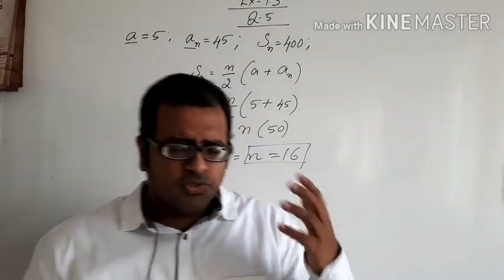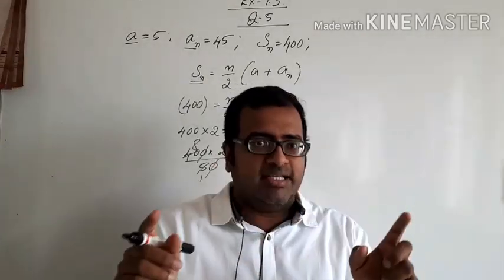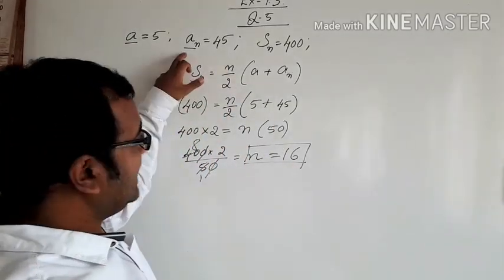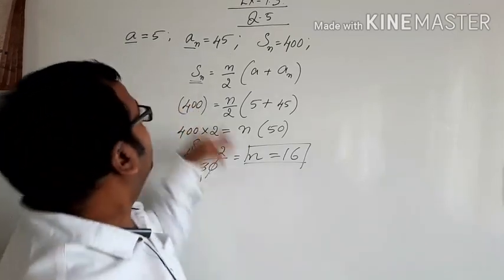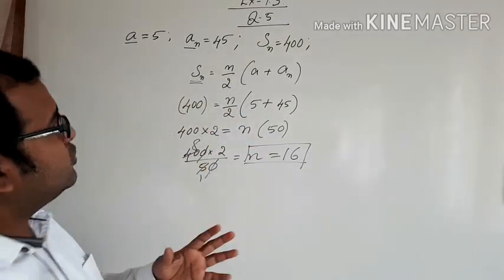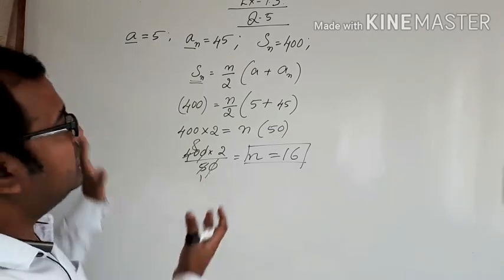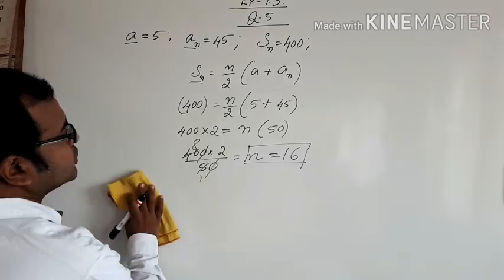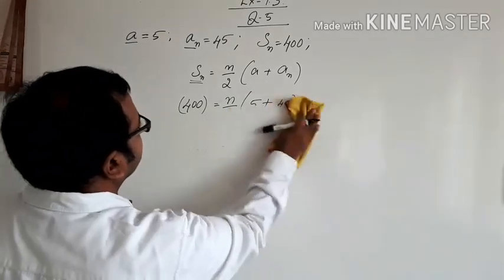Now you can either use the Sn formula once more, the longer Sn formula, and find out D, or a simpler method: since we know An, we know n, and we know A, we can use the An formula to find out D. Those who want, you can pause the video and note this down. I am continuing now. Now let us go to find out the D part.